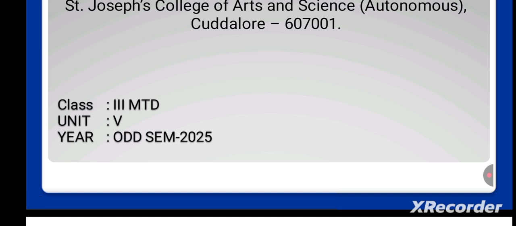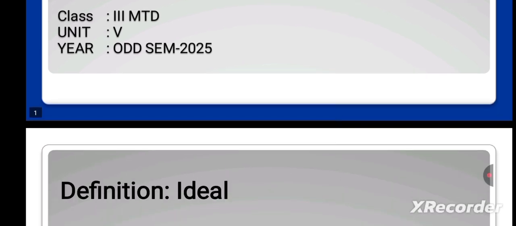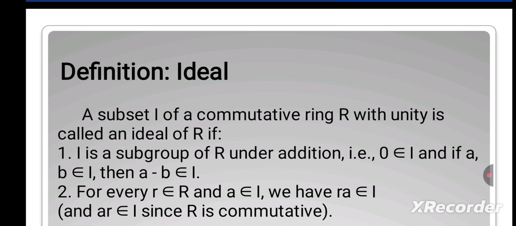Today, I am going to take a theorem and definitions for third year mathematics students of 5th semester from Unit 5. First, we see some definitions related to the theorem.